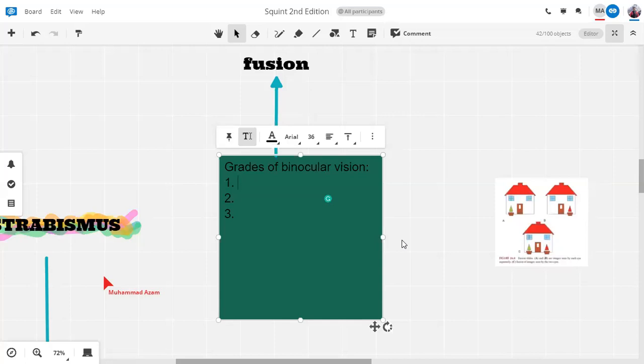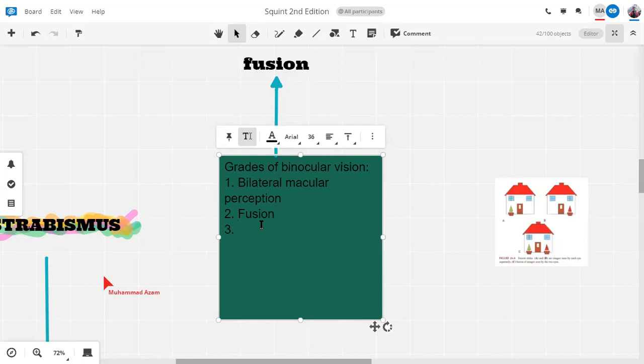The first is that there is bilateral macular perception. So you will say that a person has binocular vision if both of the macula, means fovea, fovealis, all that part, has light perception. If light falls on that place and it can be perceived, that is the first grade of binocular vision. Second grade is there is fusion. I think second grade is fusion. This is the second grade of binocular vision.